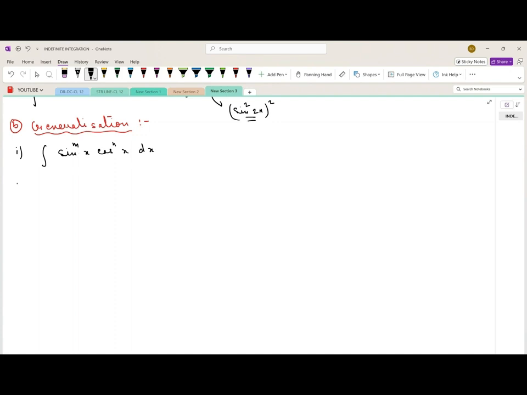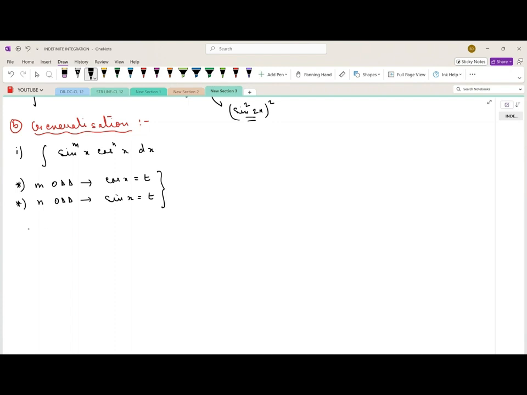Now, if you have m odd, then notice that I'm not looking at n at all. M is odd, then you put cos x equal to t. If you have n odd, then you put sin x equal to t. So let us see examples on these two first.